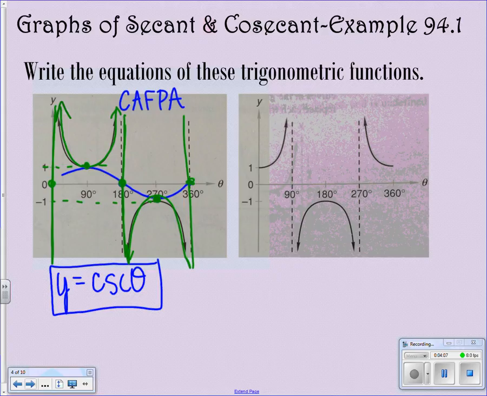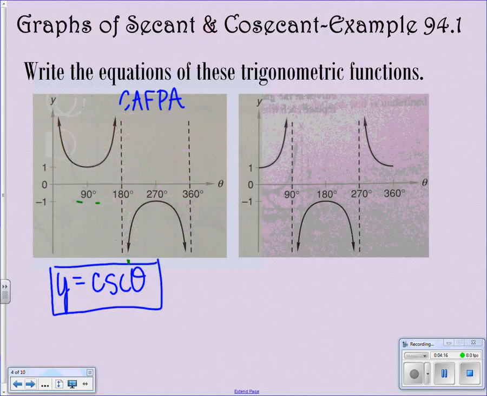So you may find it helpful to pause the video real quick and draw this graph out so that you have what y equals cosecant looks like. So if you want to do that, you can. And then once you unpause the video, we'll go over the next one.